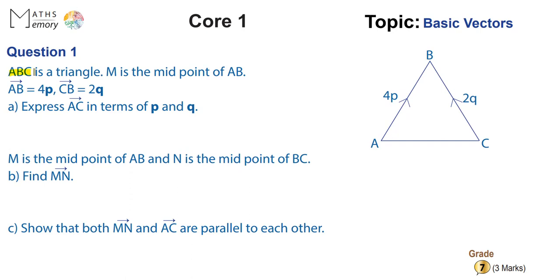Now ABC is a triangle and M is the midpoint of AB. These are your two vectors over here. The vectors are represented by this arrow on top. So to get from A to B, the vector is 4P. C to B, the vector is 2Q. Express AC in terms of P and Q.